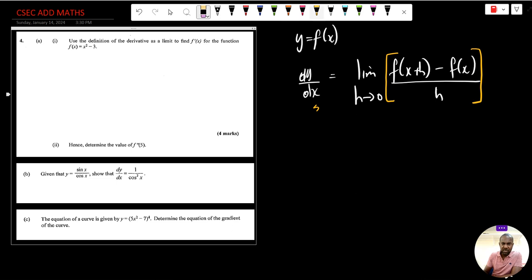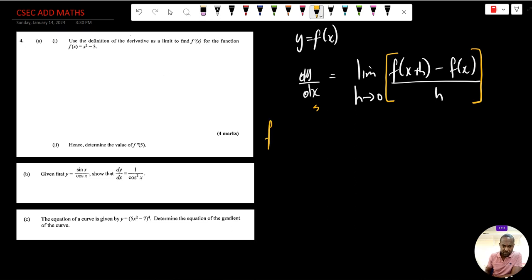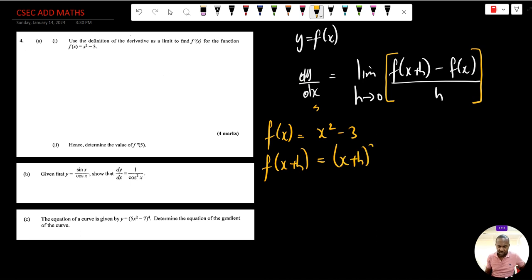Now, we can say that f of x is equal to x squared minus 3. Now, what we need to find now is f of x plus h. And how do we find that? We replace x in f of x with x plus h. And so this becomes x plus h squared minus 3.